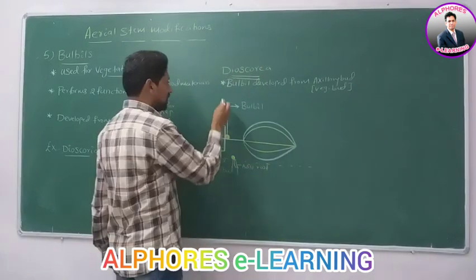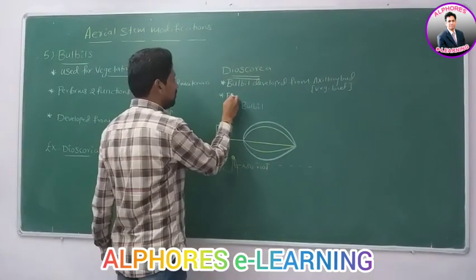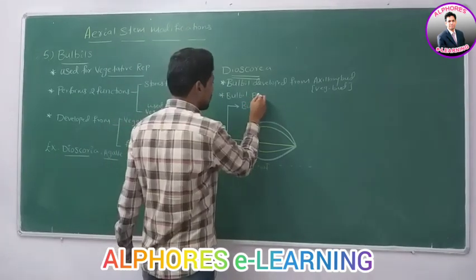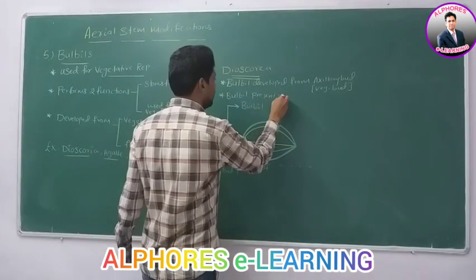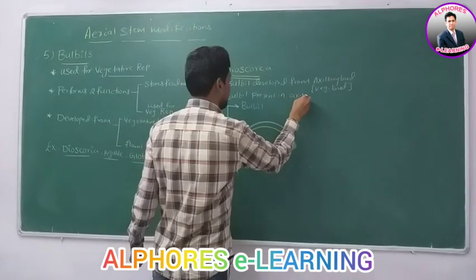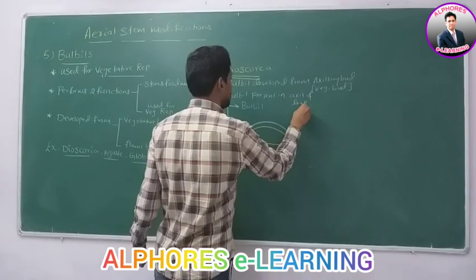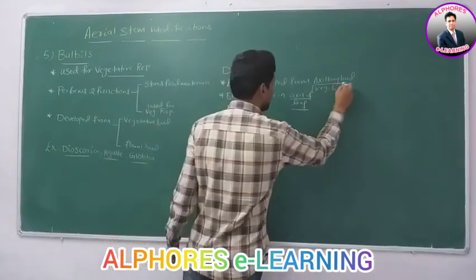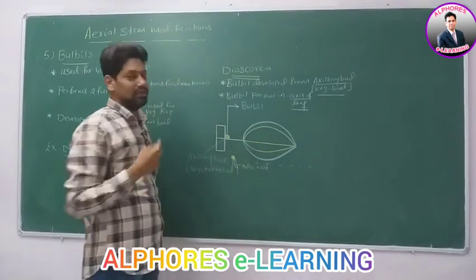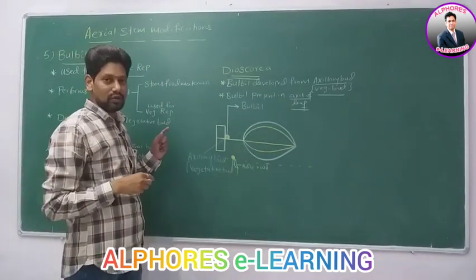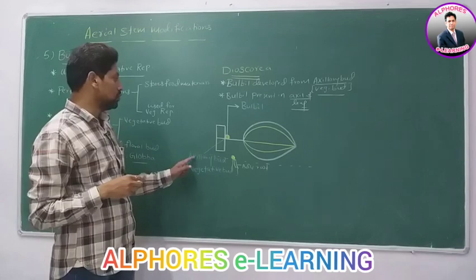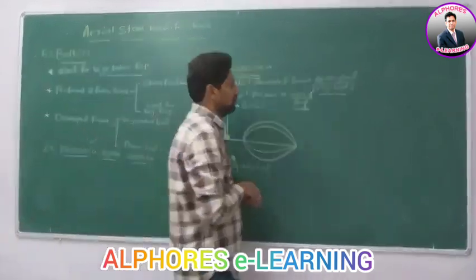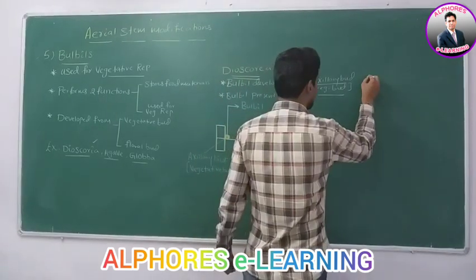And in Dioscorea, where is this bulbil present? Bulbil is present in the axil of leaf. From where is that bulbil developed? From axillary bud, that is from vegetative bud. Is this statement okay? Right. This is concerned with which plant? Dioscorea. Now go for agave and globba. What are the two plant names? Agave and globba.